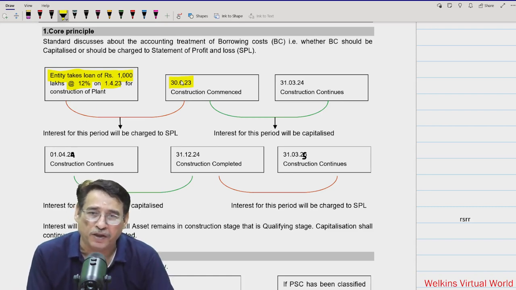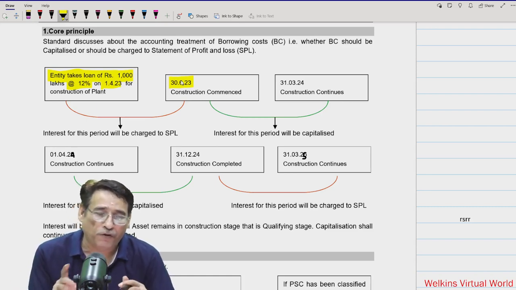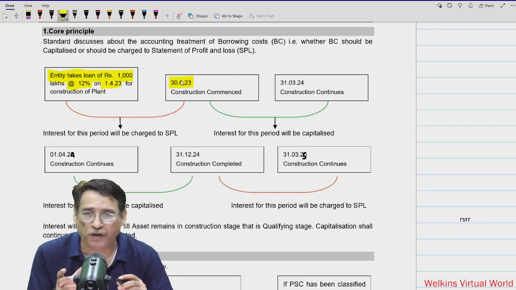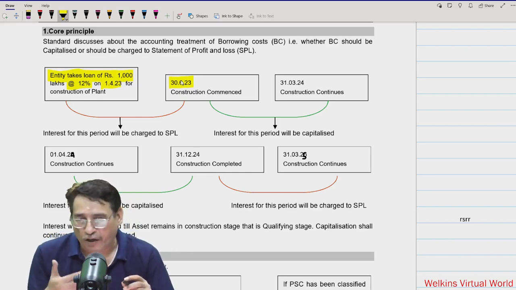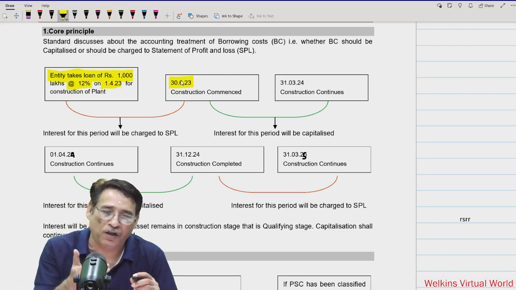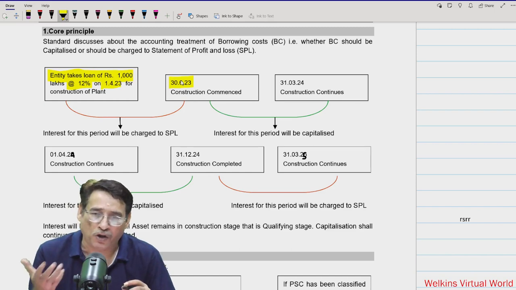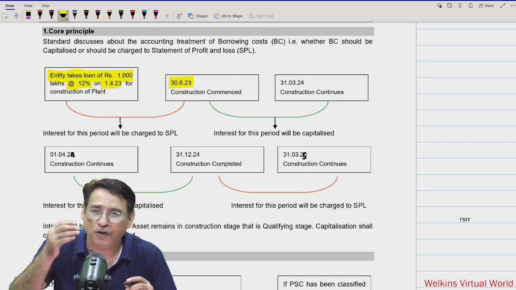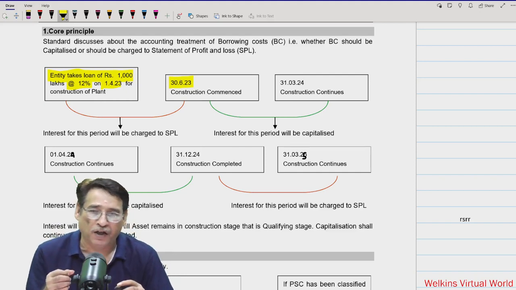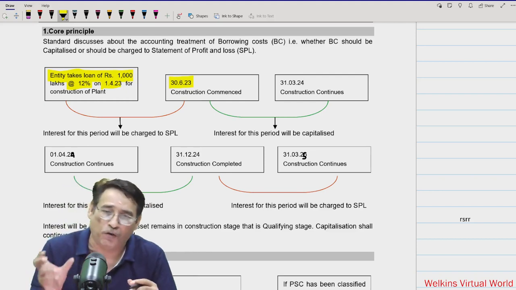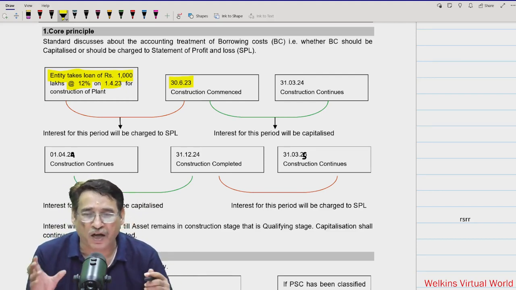So it is important for you to understand that when you take a loan, and your purpose is that with the help of that loan you want to acquire an asset, or construct an asset, or produce an asset, then how are we going to treat the interest which we pay on such a loan? If we borrow funds in connection with acquisition, construction or production of an asset, that is the theme of this standard. Is it clear to you? It is as simple as that.